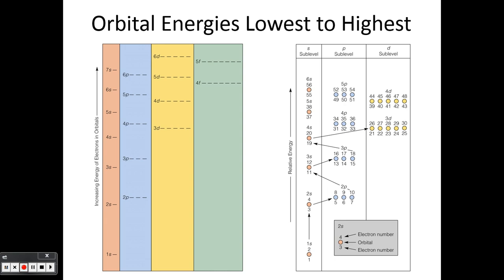Increasing energy of electrons in orbitals. Meaning, which way are we going to read this chart? We're going to start where? Well, where on the y-axis are we going to start? Down at the bottom, right? Because if the arrow points upward and it says increasing energy, that means we want to start at the lowest energy. All right? So we're going to read this chart from bottom to top.